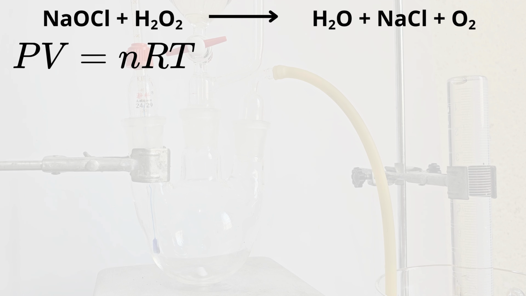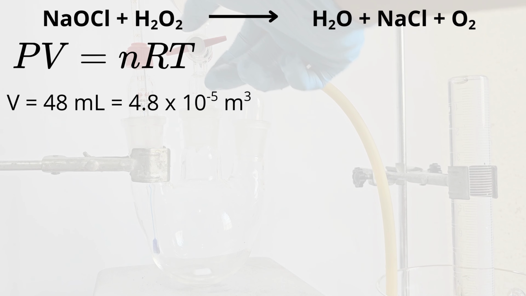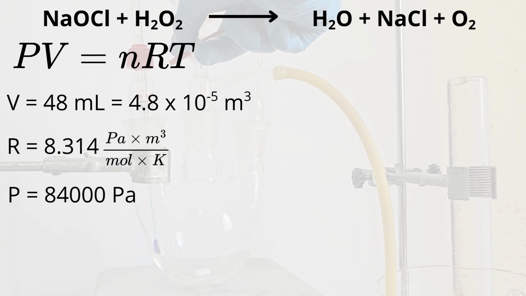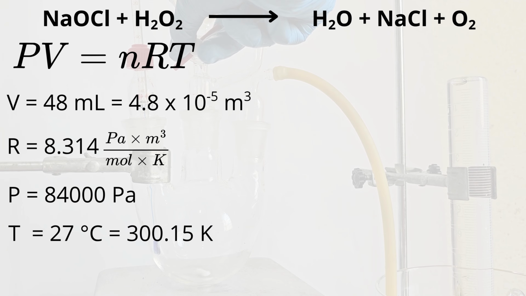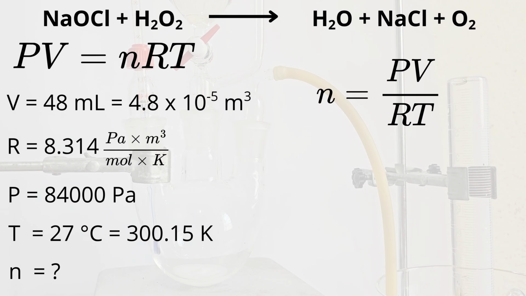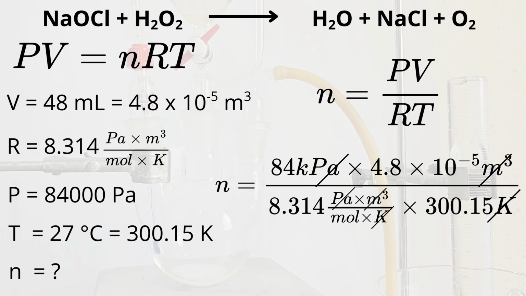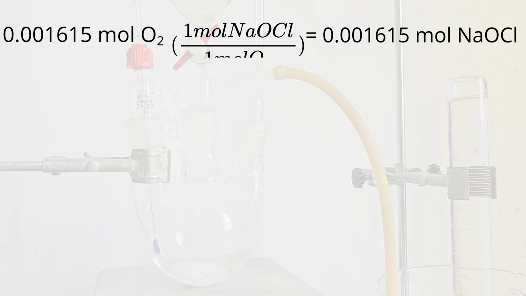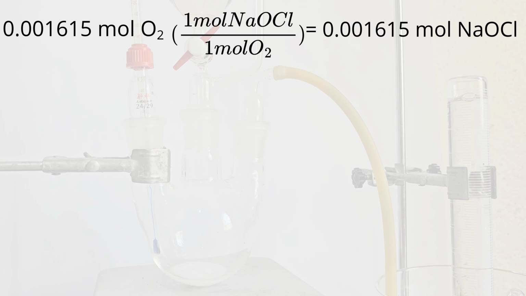Using the ideal gas law, I can estimate how much oxygen I got. The final volume of the gas was 48 mL. The ideal gas constant is known. The approximate pressure of my city is 84 kilopascals, and the temperature was 300 Kelvin. The only thing we don't know is the number of moles, so we have to solve for this value from the equation. After replacing everything, we got 0.0016 moles of oxygen. This exact same quantity corresponds to sodium hypochlorite since the reaction is 1:1.